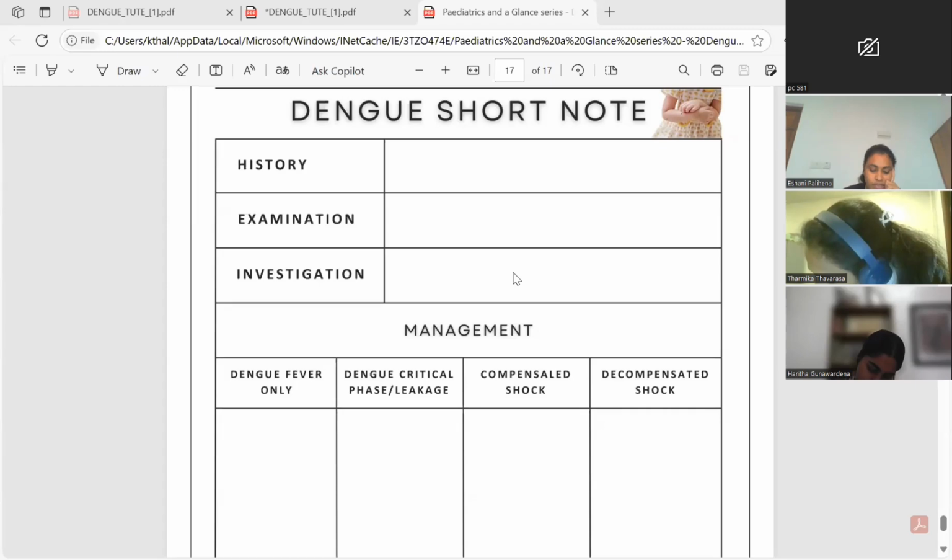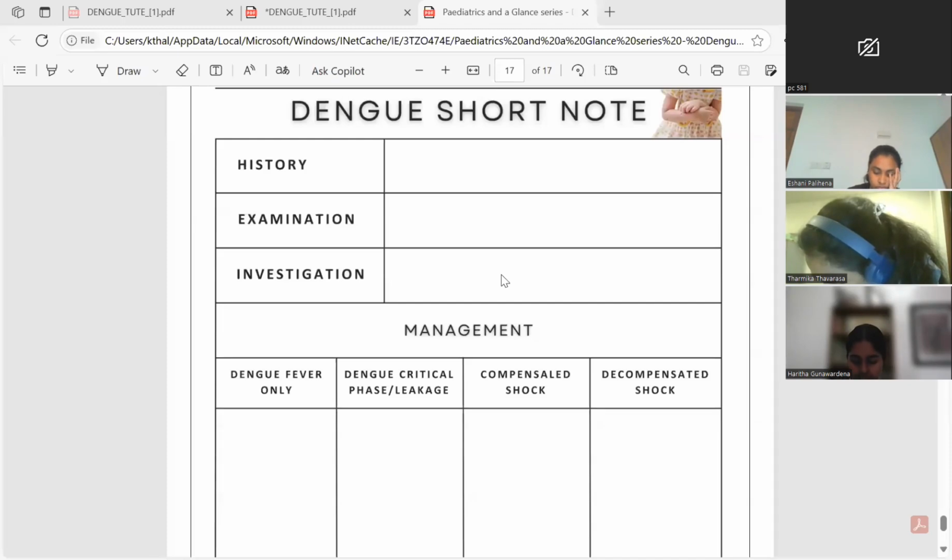Next, investigations to look for evidence of leakage: PCV, packed cell volume, will be high. Platelet less than 100,000 in general. What else happens? There will be fluid in the chest and abdomen on ultrasound scan. If you do blood investigations, low albumin, low cholesterol.